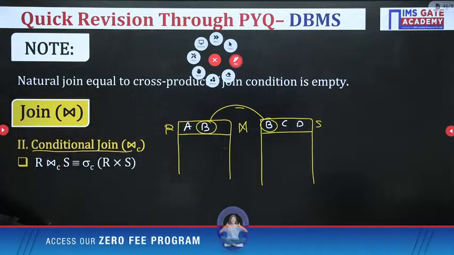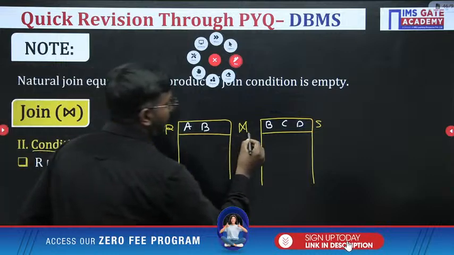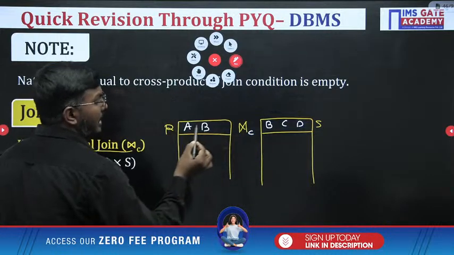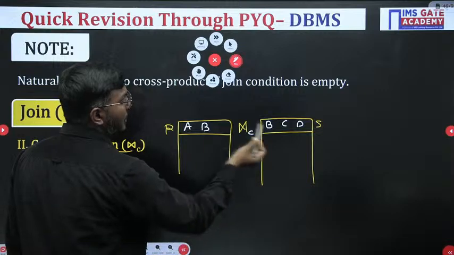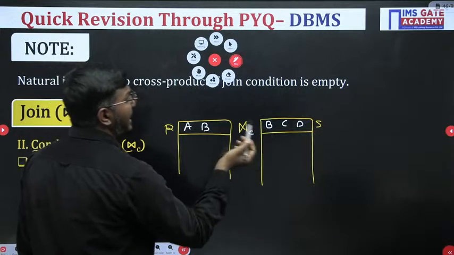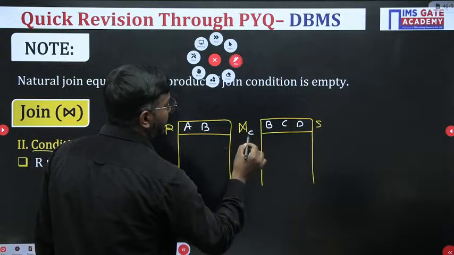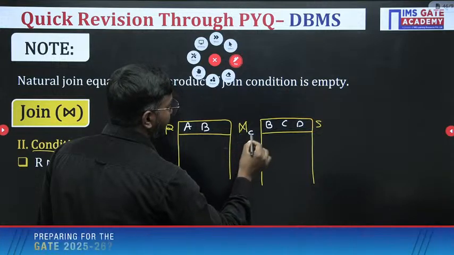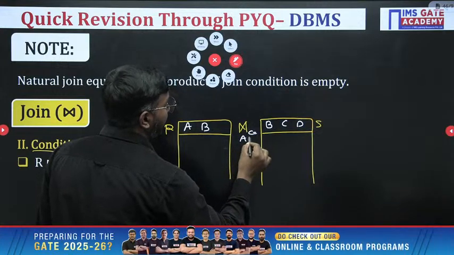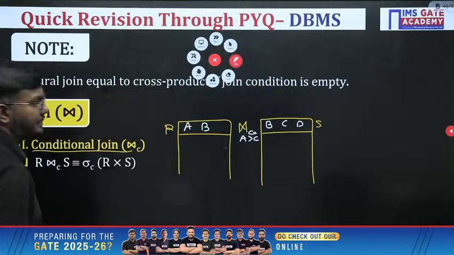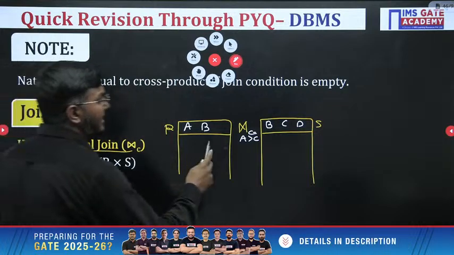Conditional join means now this condition could be anything. Previously the condition was by default B equal to B. Now the condition could be anything. Like here I can keep the condition as A greater than C. Getting my point?